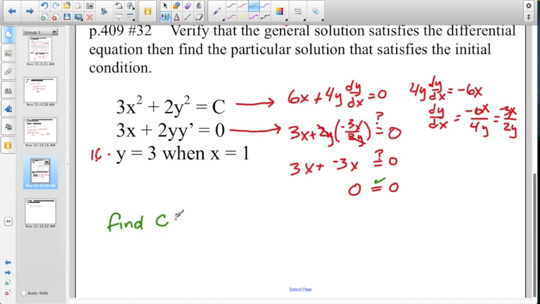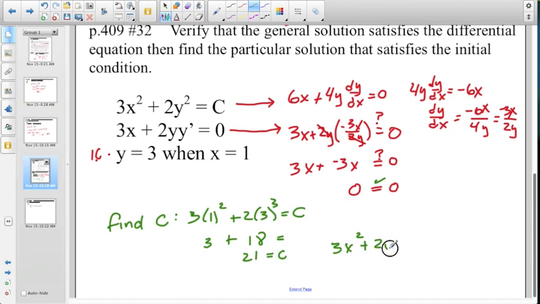So we have these initial conditions here when y equals 3, x equals 1. So we're going to go ahead and substitute that in. X is a value of 1. Y is a value of 3. And what does that get us for our constant of integration? And so when we evaluate this, we get 3 plus 18, and that is 21. So our constant of integration is 21. So our particular solution then looks like this. It looks like 3x squared plus 2y squared equals 21.